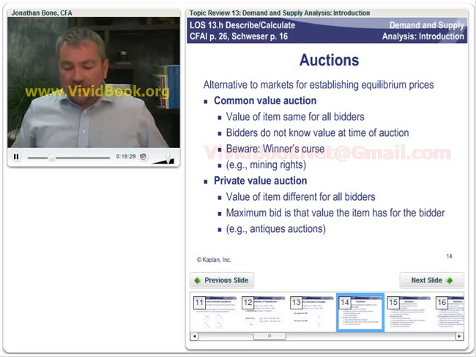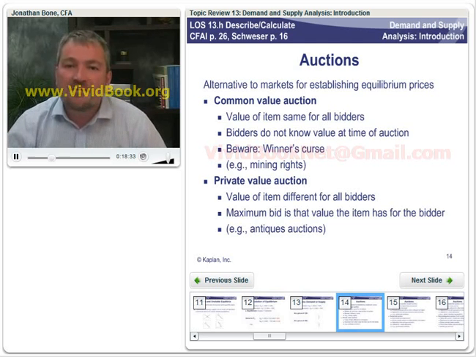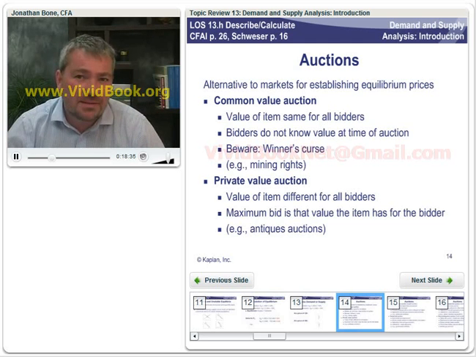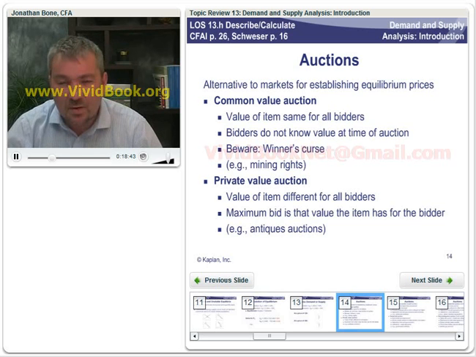Now let's compare that to a private value auction. The value of the item is different for all bidders. We then argue that the maximum bid that anybody would be willing to place is the value that item has for the bidder, and we're going to call that the reservation price. They talk about antiques, things like fine art here, because the value is in the eye of the beholder. Not everyone would assign the same value to a piece of artwork, for example.